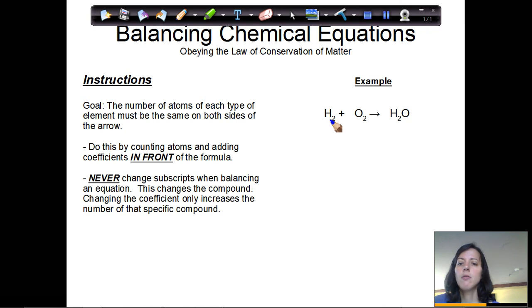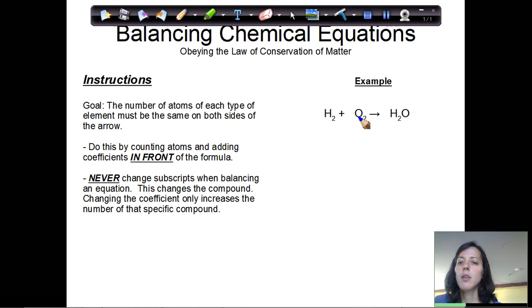But for right now, H is our first element listed, so we might as well start and count with that one. We have two H's on this side. On the other side of the arrow, we also have two H's. So our H's right now are balanced. Good. Next, our oxygen. We have two oxygens over here, and over here we have one. So our oxygens aren't balanced.